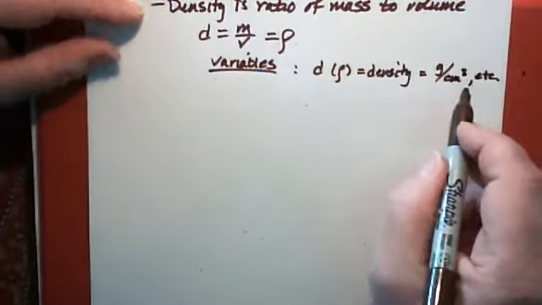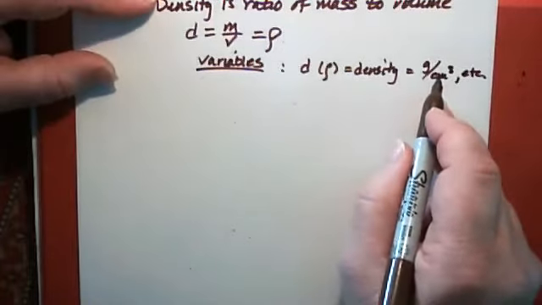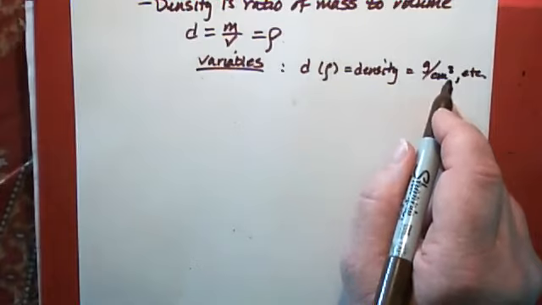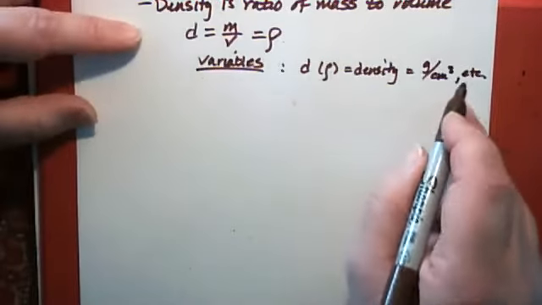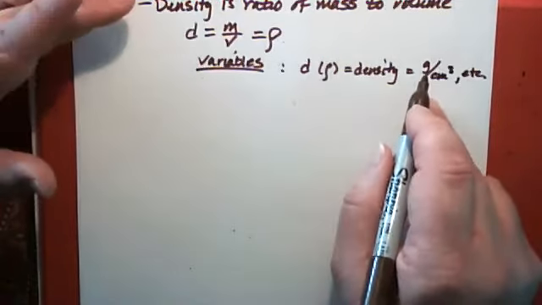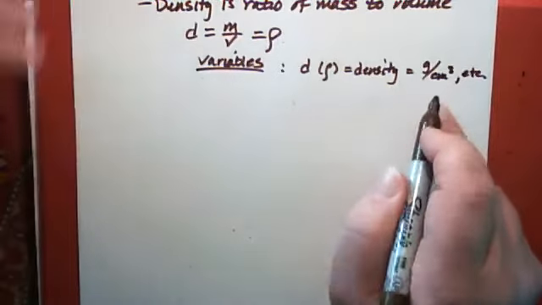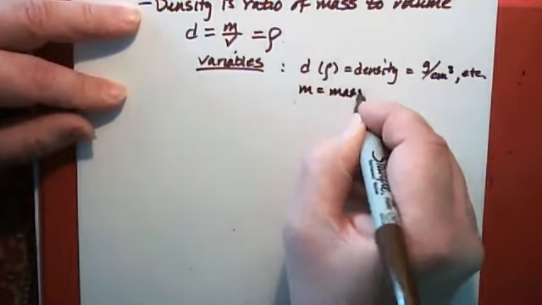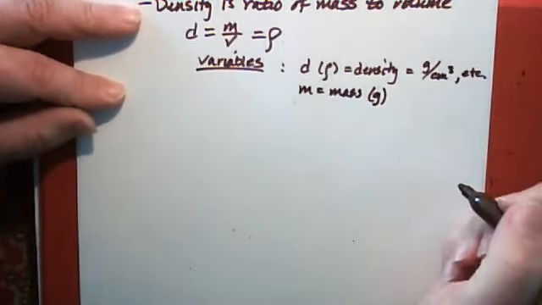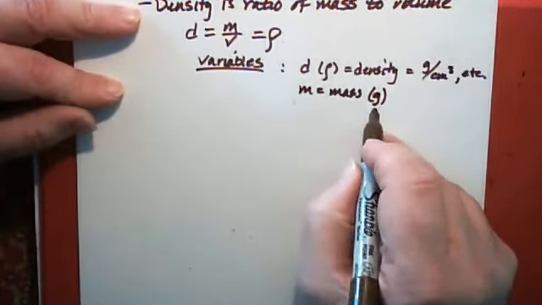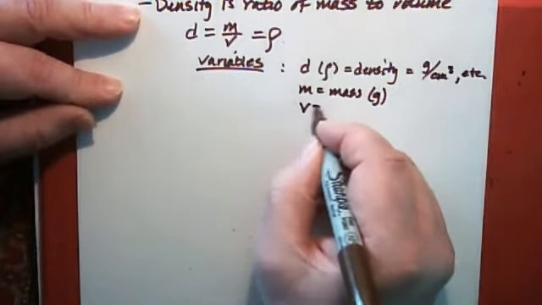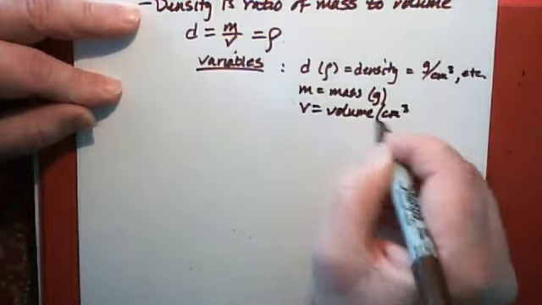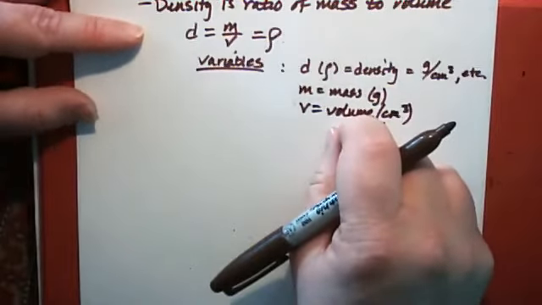But actually, it could have any units of mass over units of volume. Grams per cubic centimeter are kind of the standard units that we use in chemistry and physics, but they could vary. As long as you've got a mass unit over a volume unit, it's a density of some sort. And M is mass, usually measured in grams, and V is volume, which is usually measured in cubic centimeters.